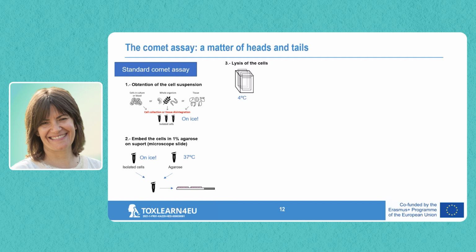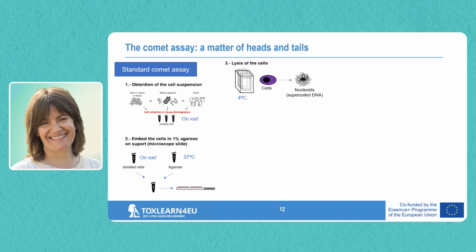After that, we are going to lyse the cells. To do that, we put all the slides in a lysis solution. The lysis solution contains a high concentration of salts that will produce an osmotic attack, a shock. It also has detergents to destabilize the membranes and has a high pH also.